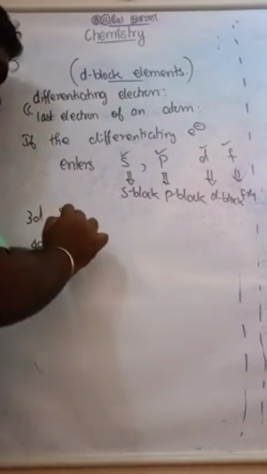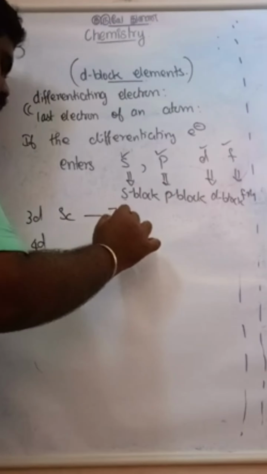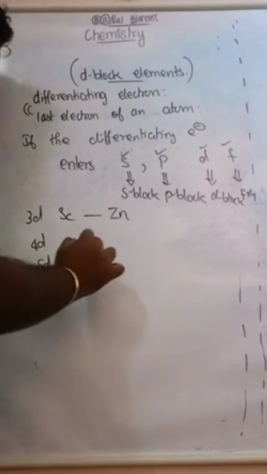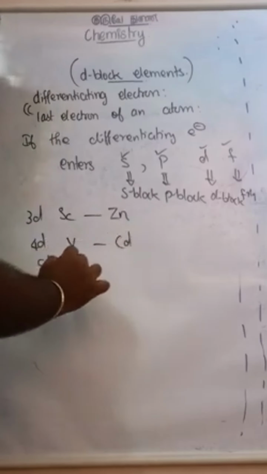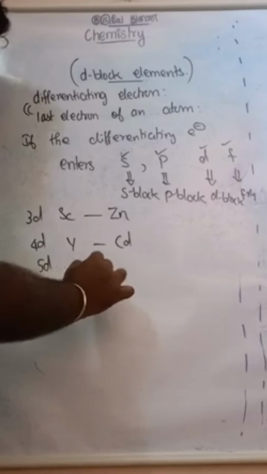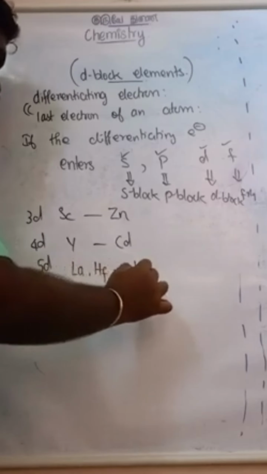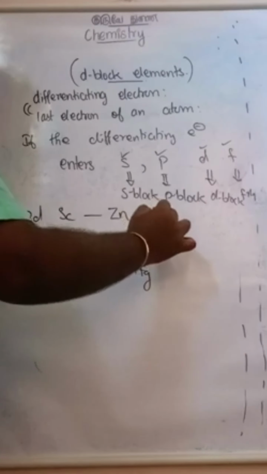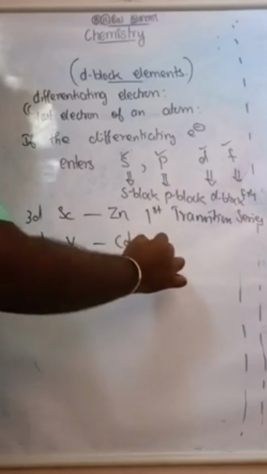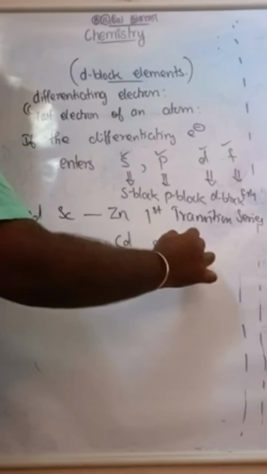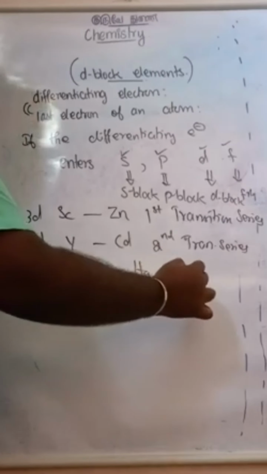The 3d series is from scandium to zinc. The 4d series is yttrium to cadmium. The 5d series is lanthanum, then hafnium to mercury. The 3d series is otherwise known as the first transition series, the 4d series is the second transition series, and the 5d series is the third transition series.